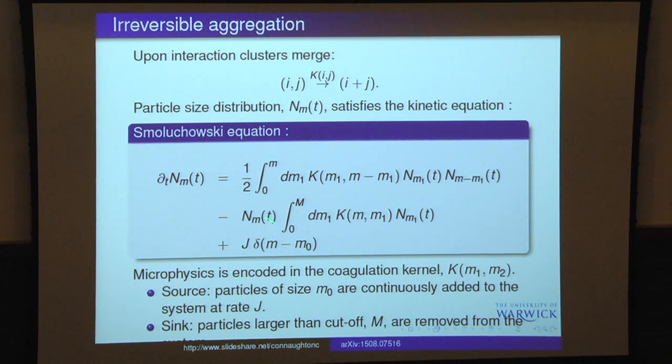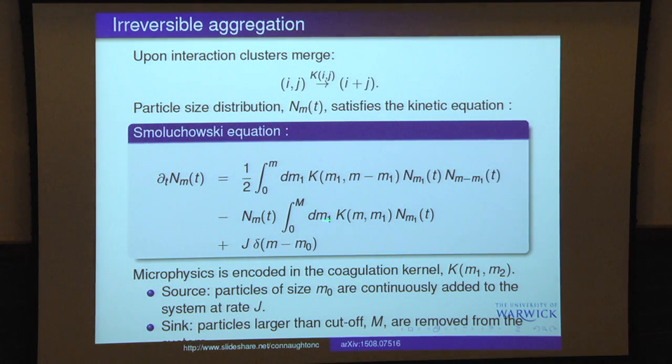The negative term is the loss of clusters of size m, and that just happens when a cluster already of size m interacts with anyone else and becomes bigger, so it counts with a minus sign against the budget for m's. So that's, verbally, the derivation of this equation.